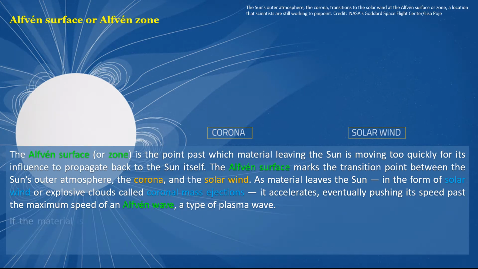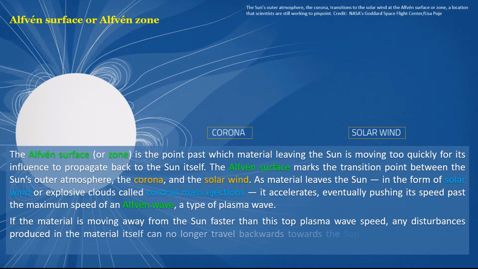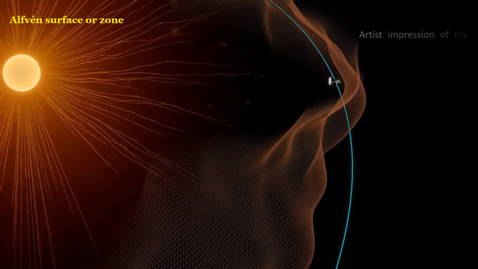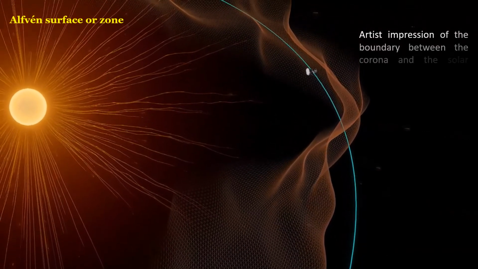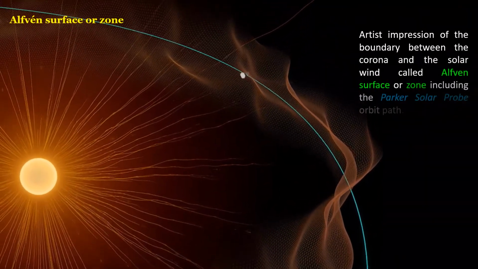If the material is moving away from the Sun faster than this top plasma wave speed, any disturbances produced in the material itself can no longer travel backwards towards the Sun. Current measurements have not yet been able to pinpoint the exact distance of the Alfvén surface from the Sun. Artist impression of the boundary between the corona and the solar wind called Alfvén surface or zone, including the Parker Solar Probe orbit path.